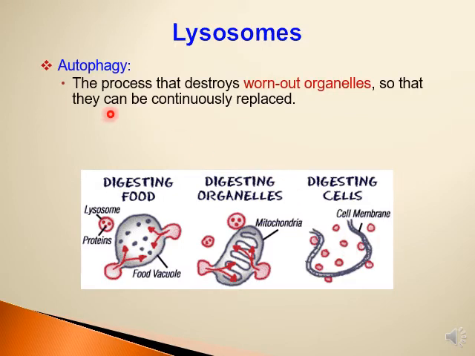The process of digesting the organelles is called autophagy, the process that destroys worn out organelles so that they can be continuously replaced. So the cell can recycle its organelles and replace them with new ones with a more optimal function.